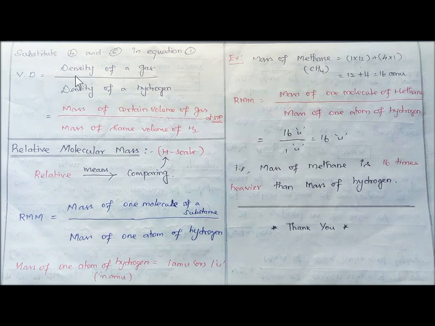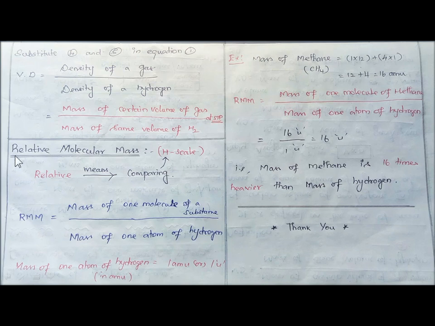So how will you say this in words? Vapor density is defined as a ratio, remember, two masses we are comparing. It is a ratio of mass of certain volume of a gas to the mass of same volume of hydrogen at STP. So this we have to understand.